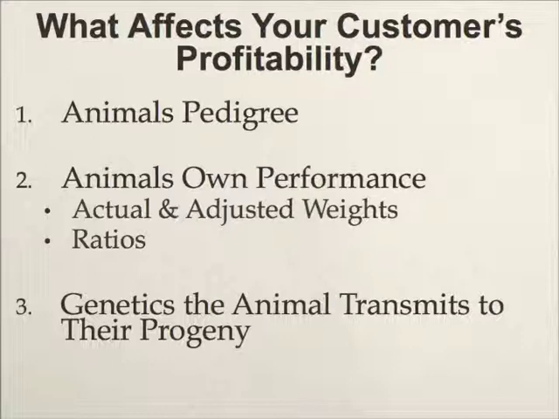We're selling progeny of this animal. So we've got to identify what genetics this animal has to pass on to its offspring. That is what we see in EPDs. So we're identifying the genetics that animal can transmit to their progeny to have an impact on that commercial producer's profitability.